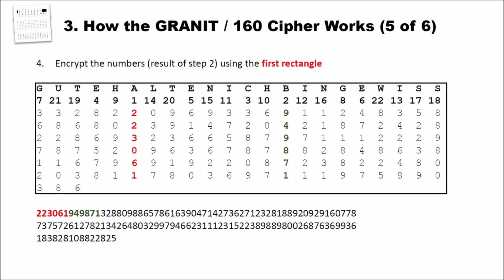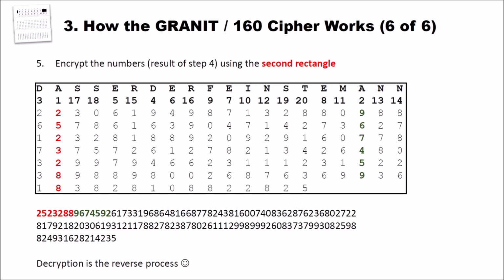949871, and we continue reading out the rectangle column-wise until we reach the end. This is a single columnar transposition cipher. Then in the fifth step, we encrypt the numbers again. We take the result of step 4, we write these row-wise into the rectangle, and again we read out column-wise our ciphertext. So we have 2523288 here.